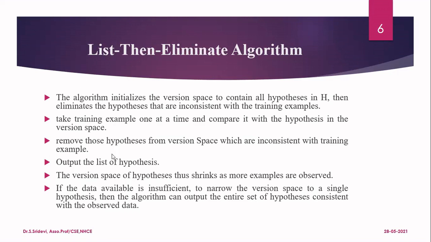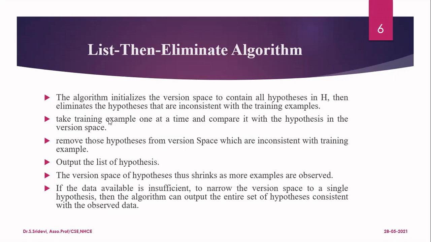Now, let us see the definition of this. This algorithm is going to initialize the version space to contain all the hypotheses that are possible in H. In the previous class, we have seen how many syntactically correct hypotheses are possible, and how many semantically correct hypotheses are possible. And here, when you start, this algorithm will initialize the version space to contain all the hypotheses in H. After that, it will eliminate the hypotheses that are inconsistent with the training examples one by one.